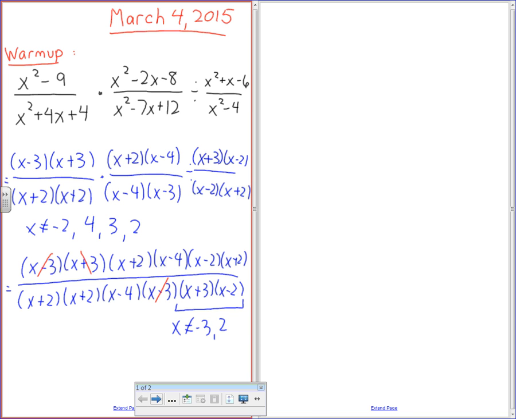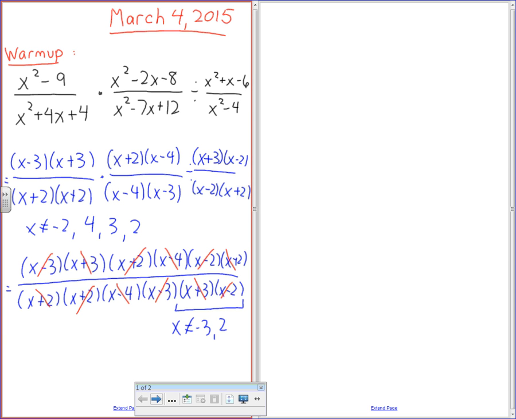x plus 3 cancels that x plus 3. x plus 2 is that x plus 2. x minus 4 is that x minus 4. x minus 2, x minus 2, and x plus 2, x plus 2. Okay, now, I keep doing these because I like them to cancel out. You should feel happy right now. You should have a warm, fuzzy feeling inside when everything cancels.